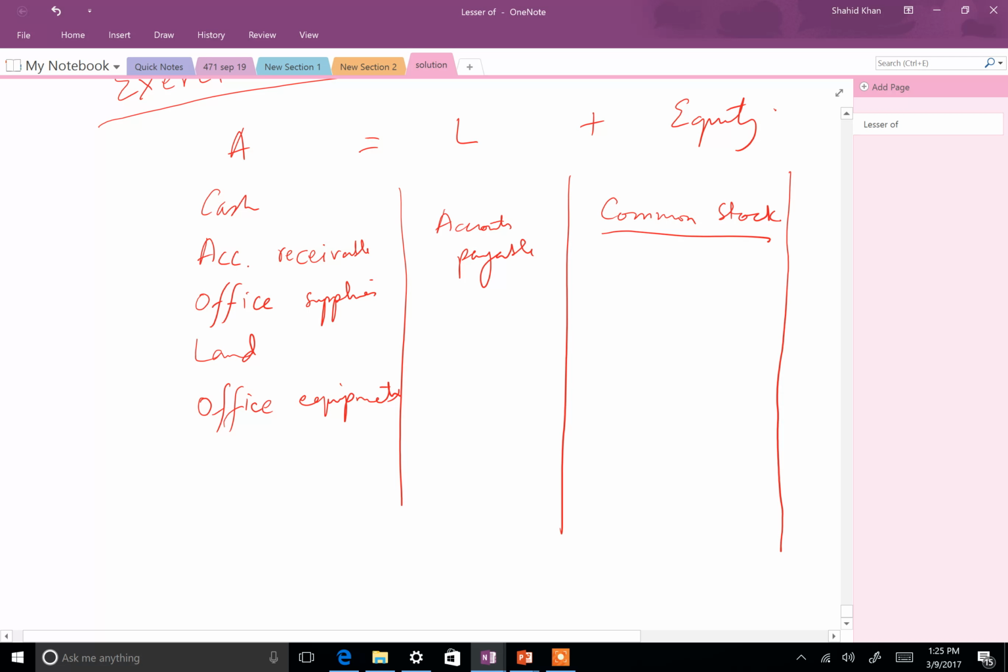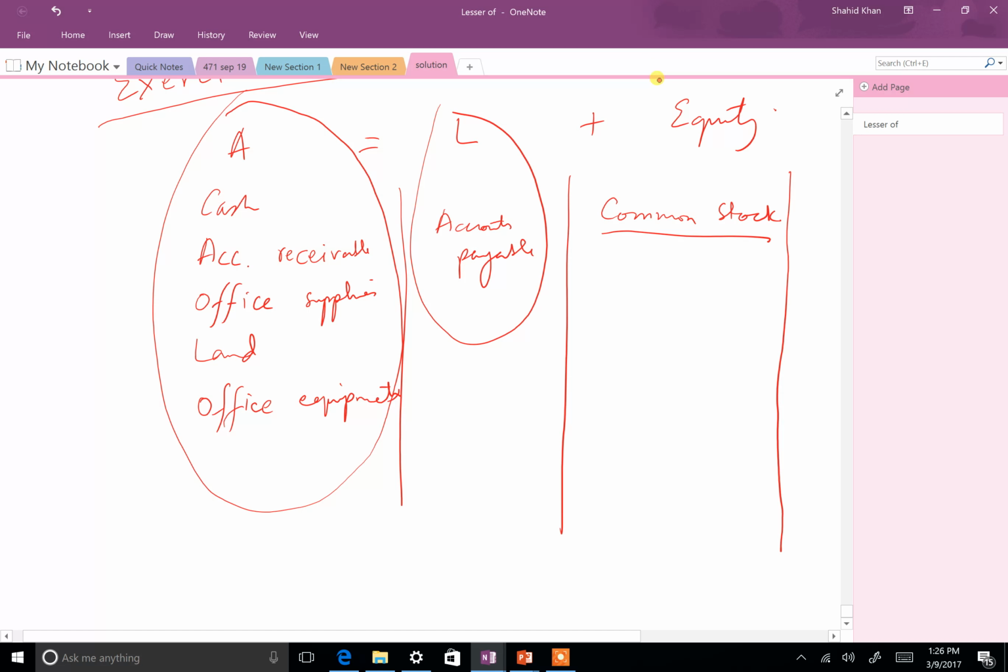Okay, that represents. So remember, don't forget the fundamental idea just explained to you, that all these assets have been organized in this company either through loan or through the investment from the owners, right?